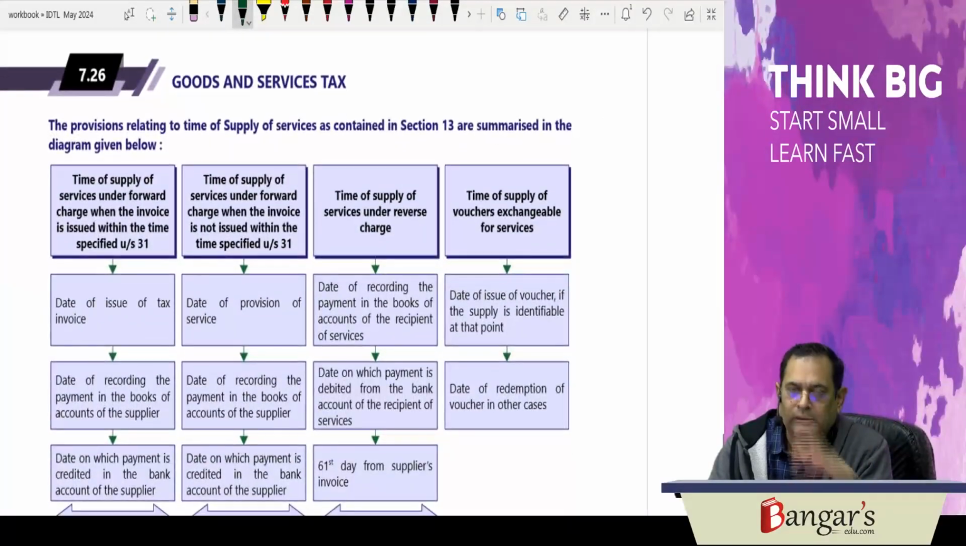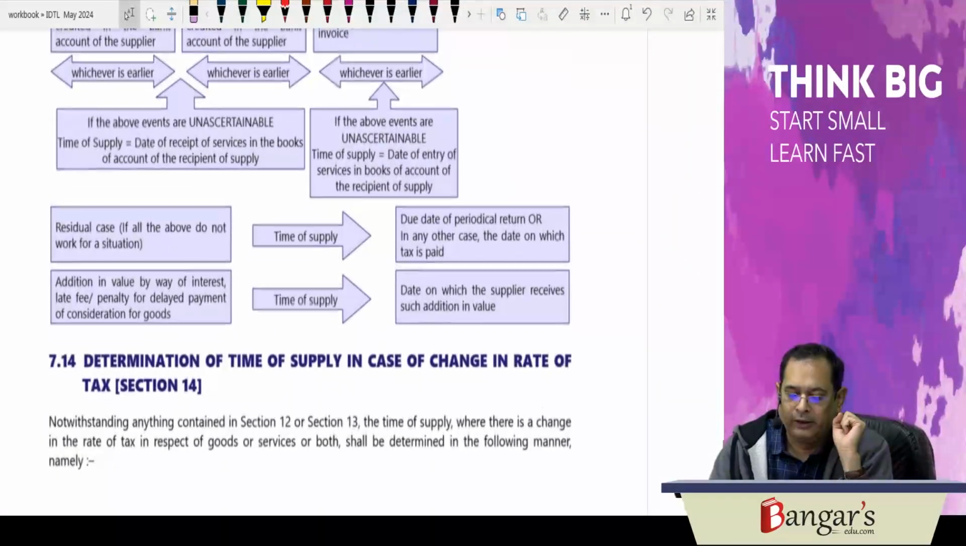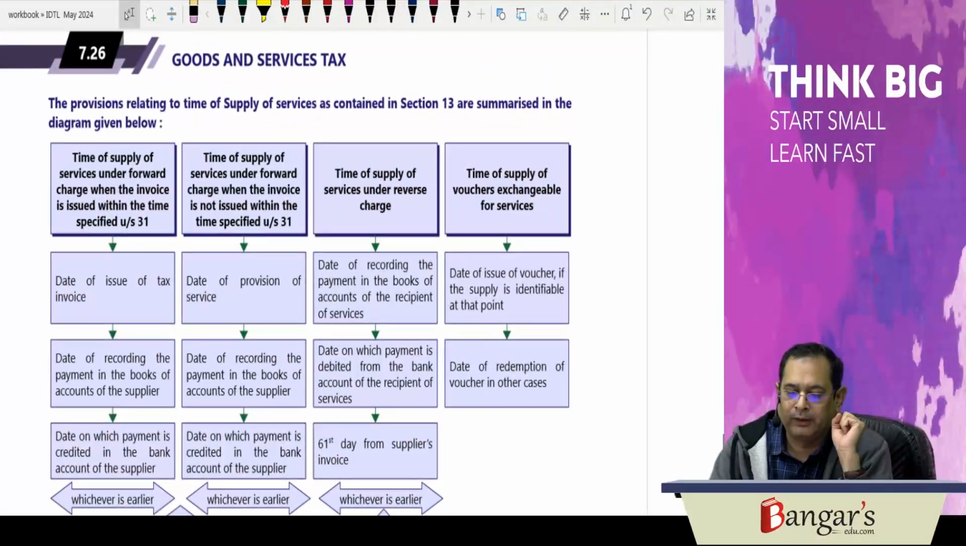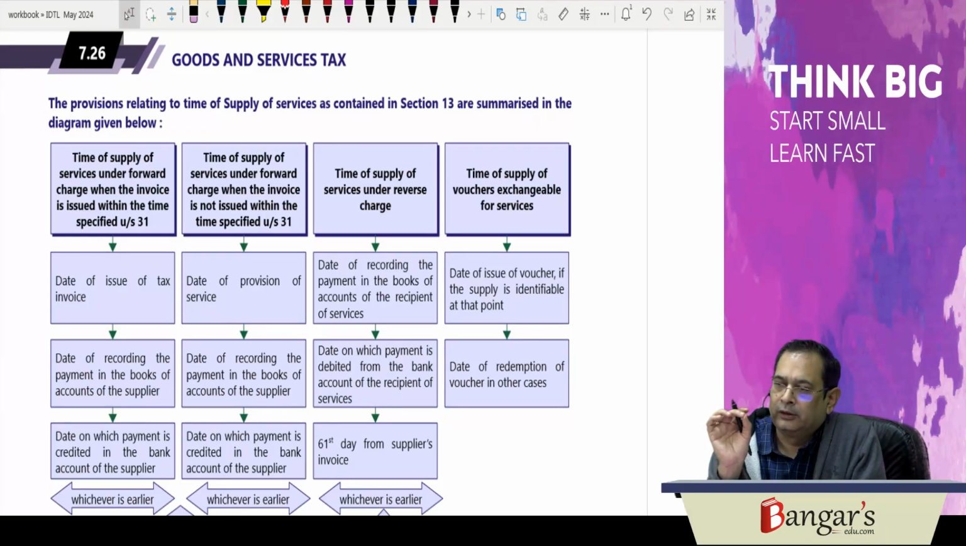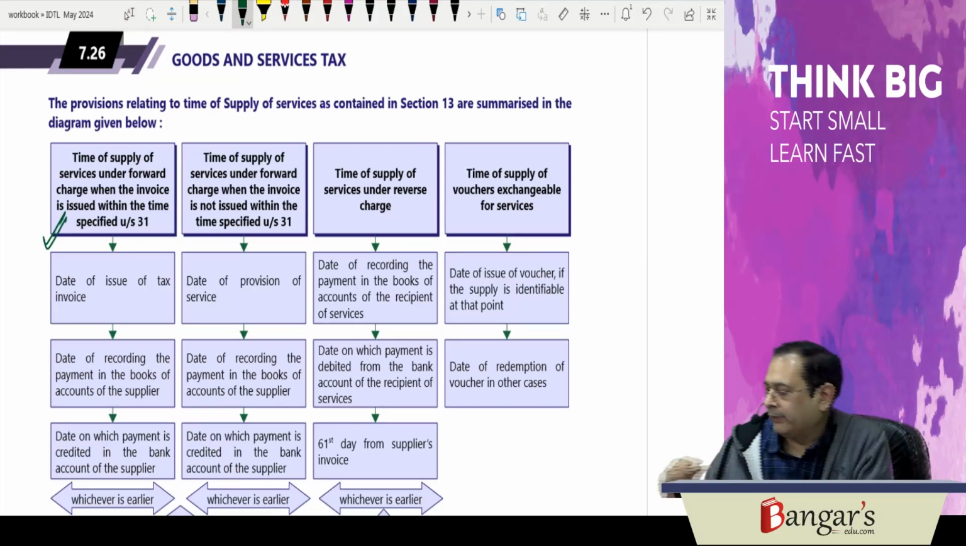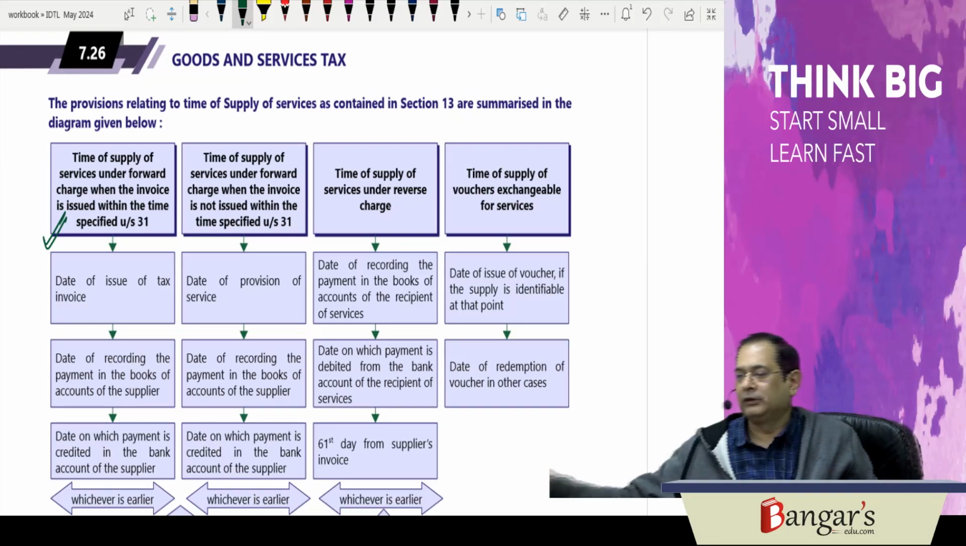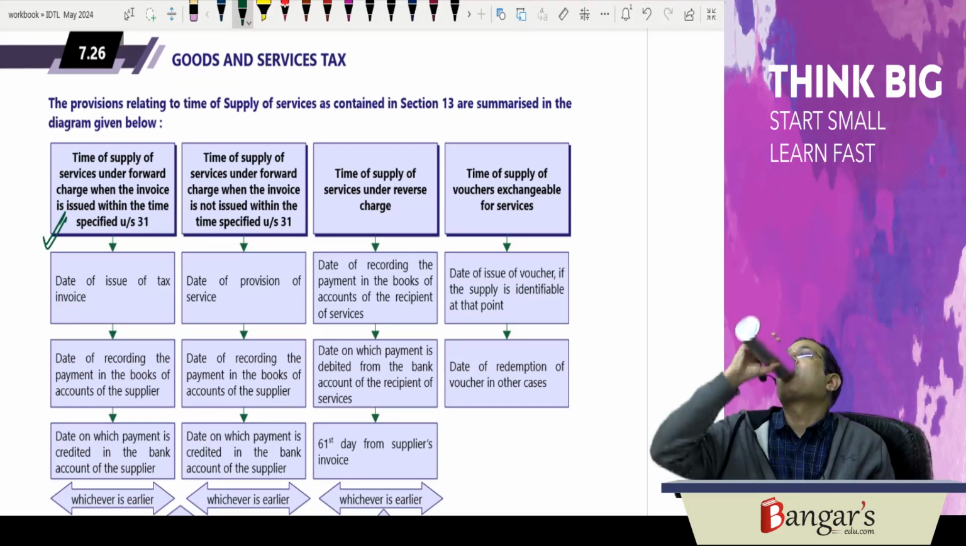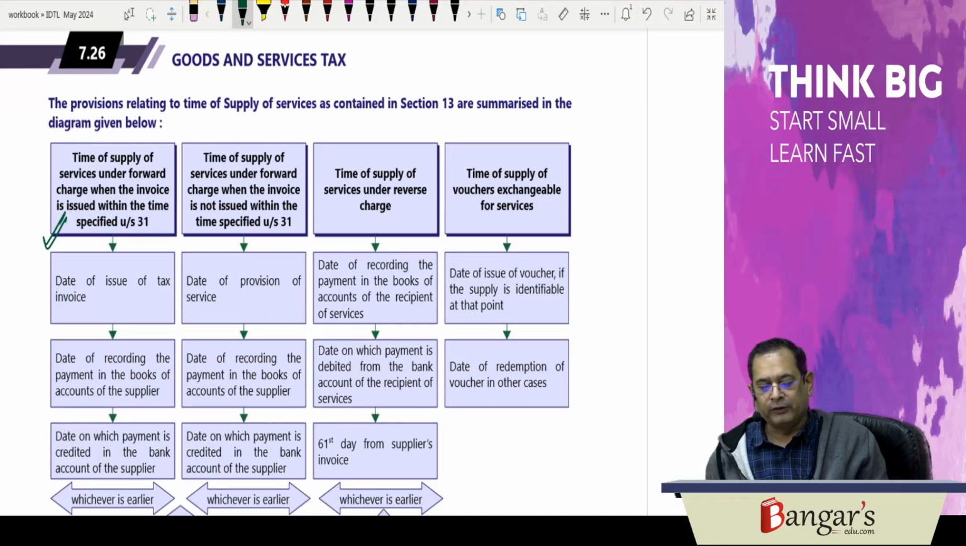So when we see the provisions relating to determination of time of supply in respect of services, first of all, if the services are chargeable to tax under forward charge mechanism, and the invoice is issued within the time limit, that is within 30 days from the date of provision of service.